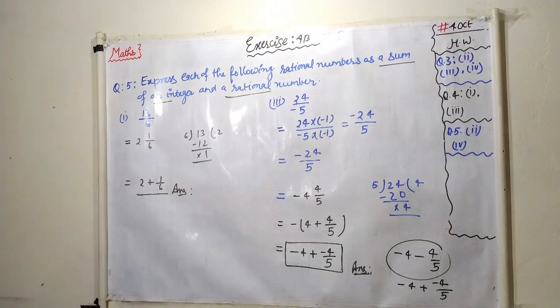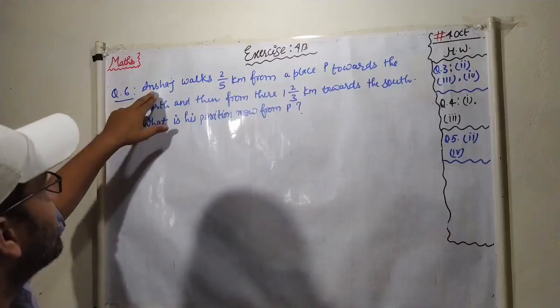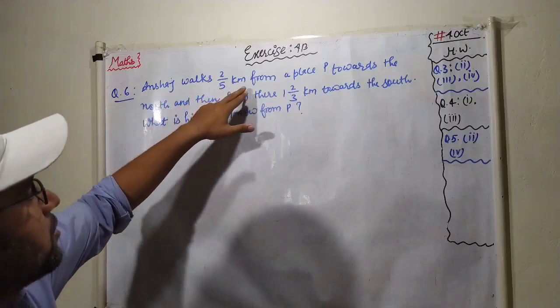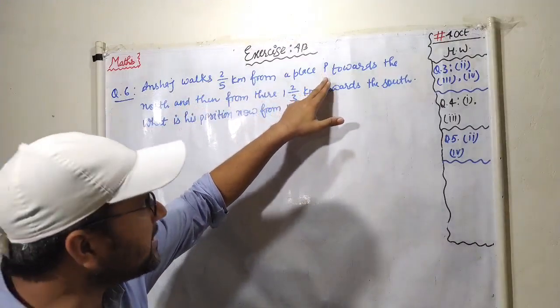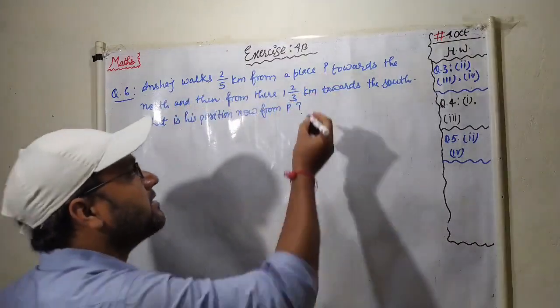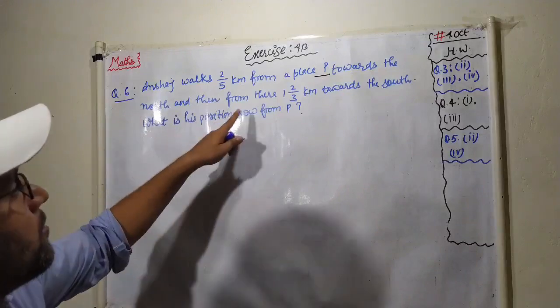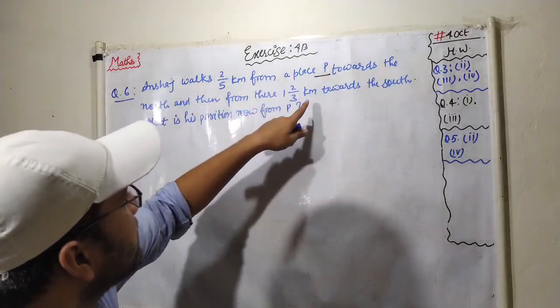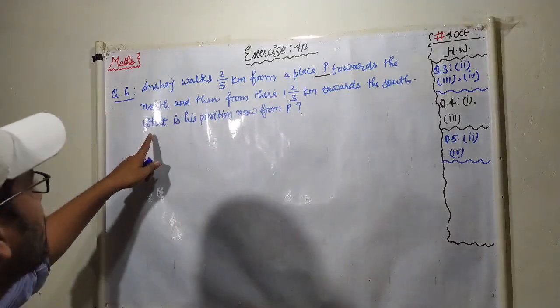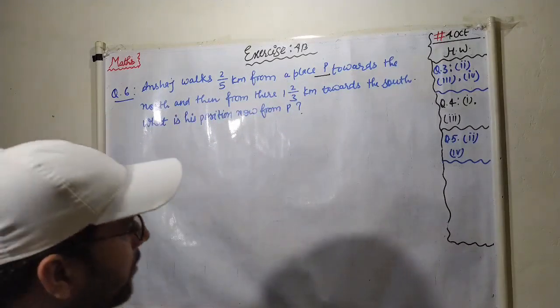Your next and the last question, question number 6, students. Ansaj walks 2 by 5 km from a place P towards the north, and then 1 whole 2 by 3 km towards the south. What is the position now from P?